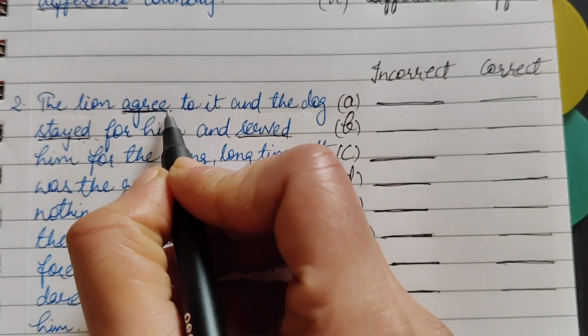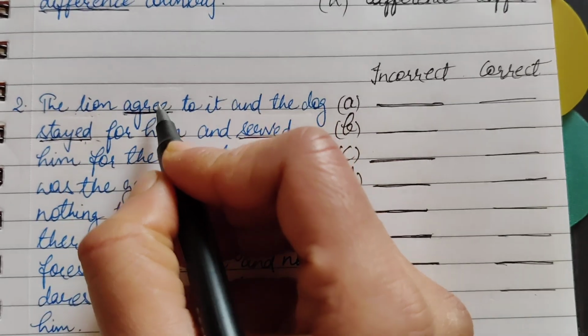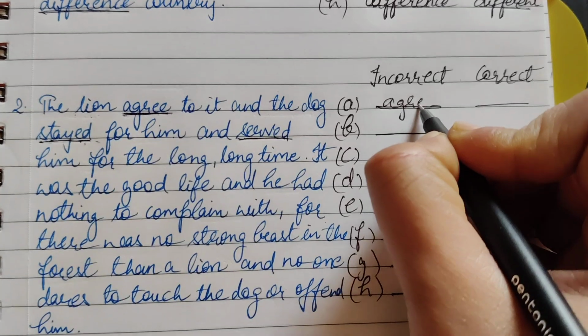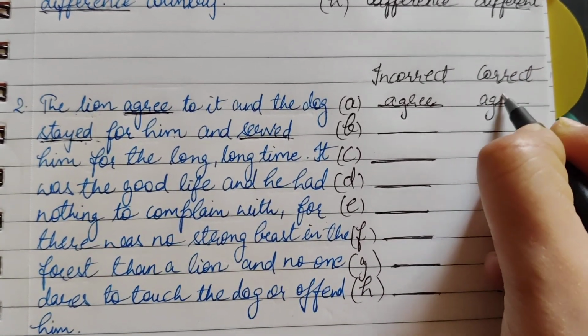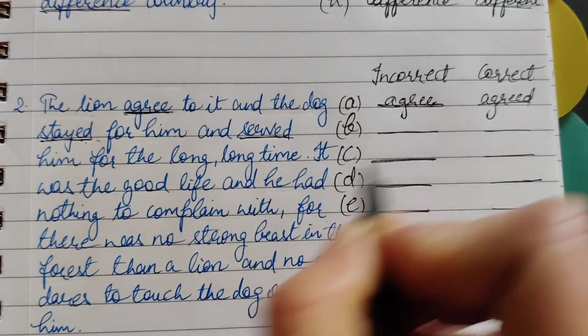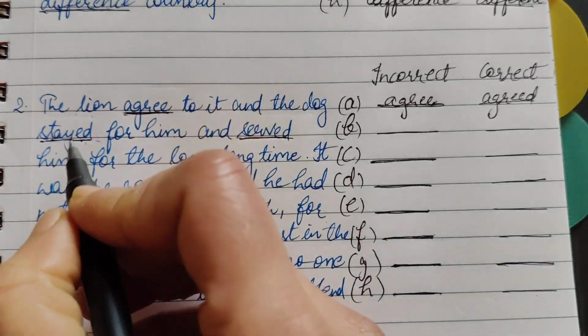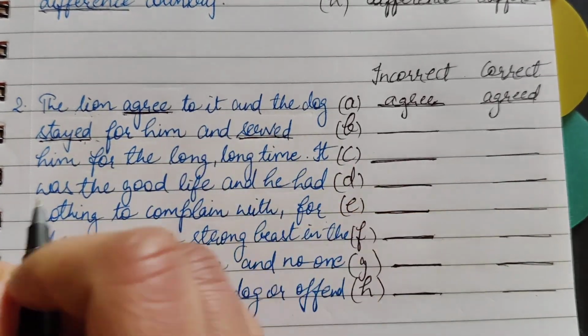Why? Because the story is going in the simple past, and for simple past we will use the second verb form. So agree is incorrect here, and the second verb form of agree is agreed. Okay, so let's write the correct word here, that is agreed.